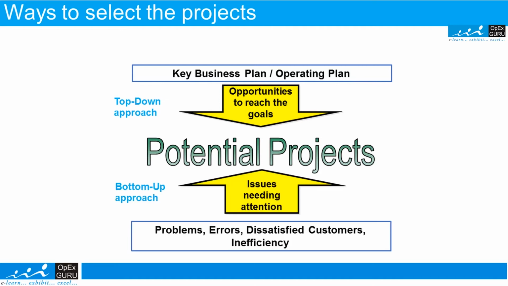There is another approach which is called the bottom-up approach. Your organization is already facing some problems or errors, you have some dissatisfied customers, or there are a lot of inefficiencies in the plant. These are the issues that need immediate attention of the organization. So we can also identify Six Sigma projects from these opportunities. So this is called the bottom-up approach.